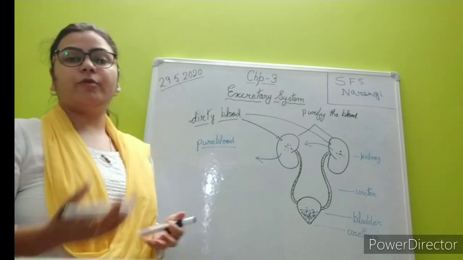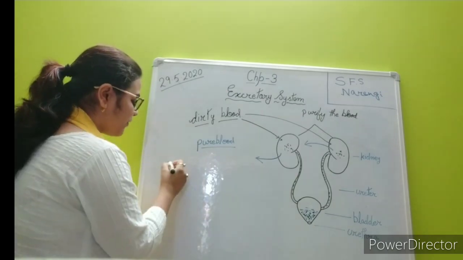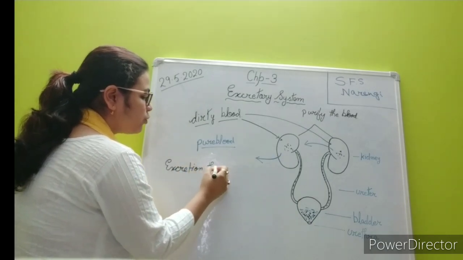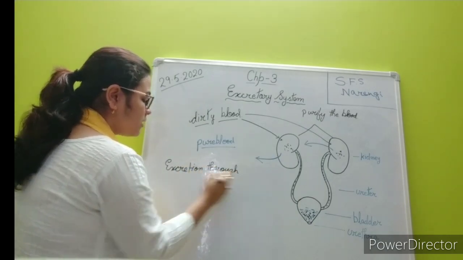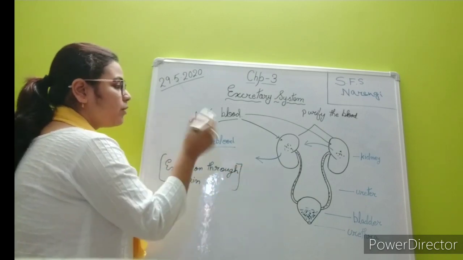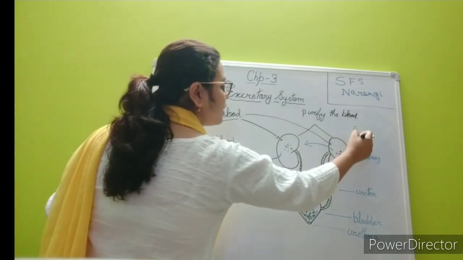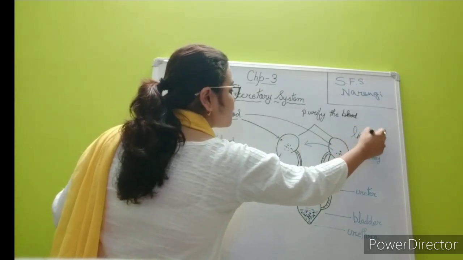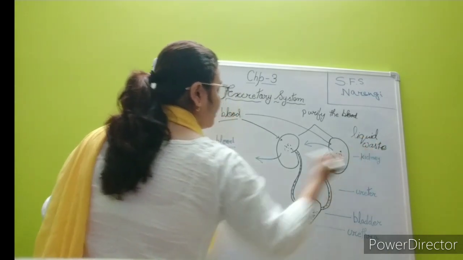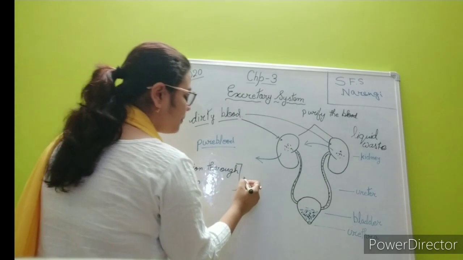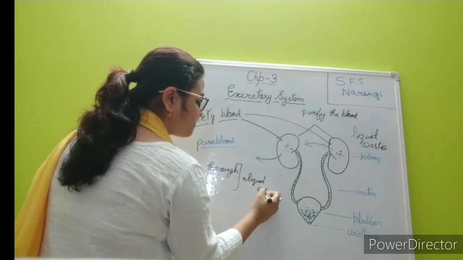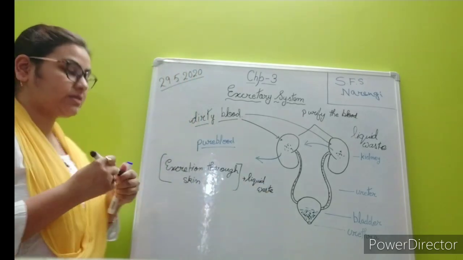Now we have another form of excretion. What is that form of excretion? We have excretion through our skin. This was the excretion of waste in the form of liquid waste. This one is also liquid waste.